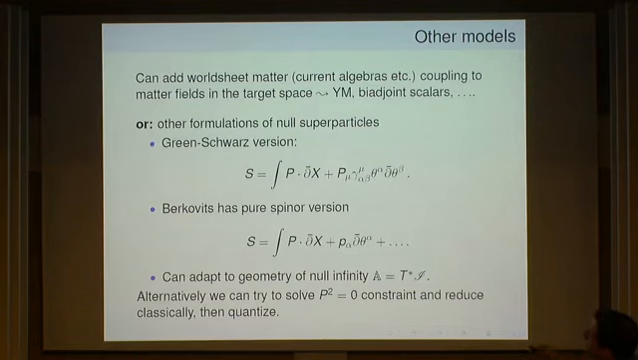Anyway, there are lots of other models of ambitwistor spaces. You can use a Green-Schwarz type model to make it supersymmetric, or you can use pure spinors and so on. There are lots of ways of coordinatizing null geodesics in various dimensions. You can adapt to the geometry of null infinity. But what I want to talk about today is how you can think about this in 4 dimensions by solving the constraint p squared equals 0 and reducing classically, and then quantizing.